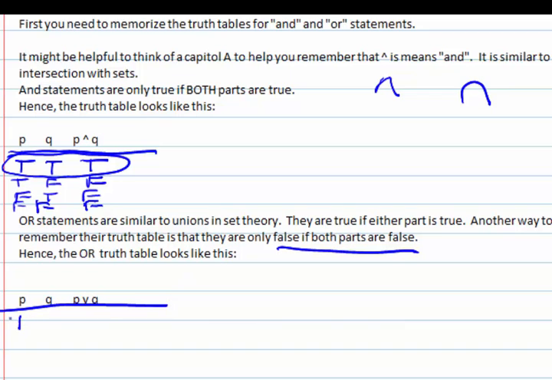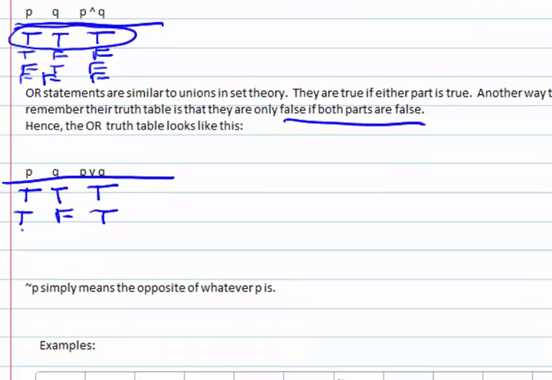the possibilities are that the first statement is true, the second statement is true, then the or statement is going to be true. The first statement could be true, the second statement false, but the or is still going to be true. The first statement false, the second statement true, and the or is still going to be true because if any part, either the P or the Q, is true, the or is true. And if they're both false, then the whole statement is false.